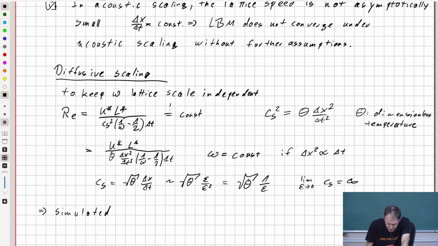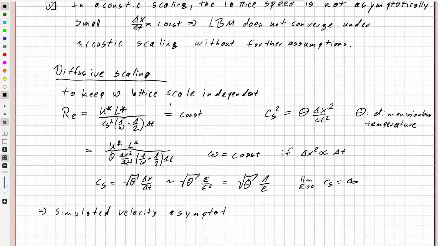So the simulated velocity is asymptotically small compared to the speed of sound and the lattice velocity.